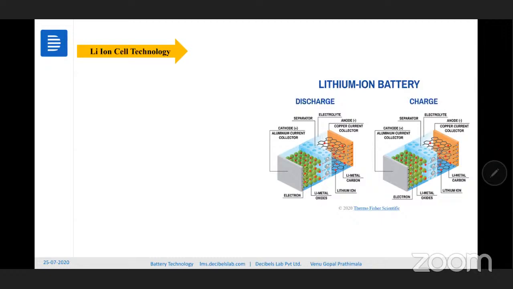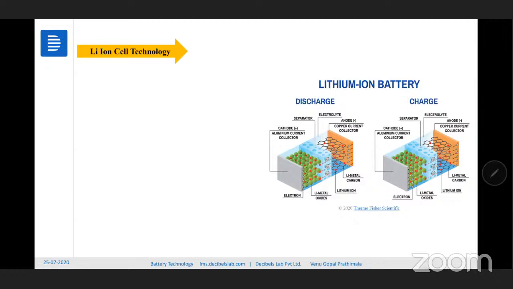Okay. So lithium-ion has the advantage that it has the best combination of both high energy and high power density. That's the reason we are using lithium-ion cell technology in all our applications nowadays, like portable electronics, power tools, electric vehicles, hybrid electric vehicles and all the applications.